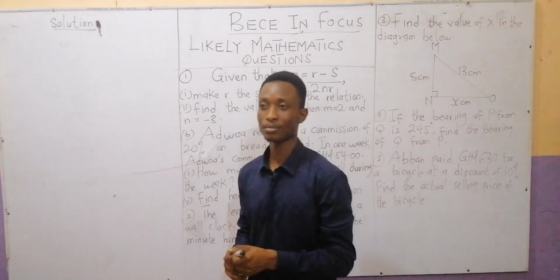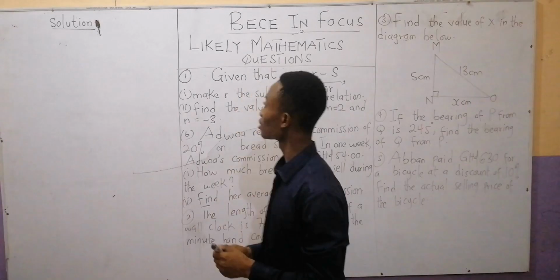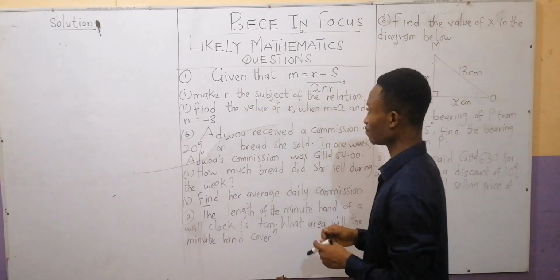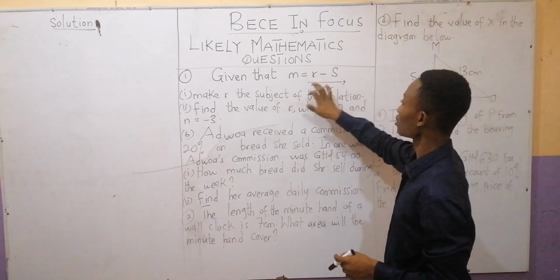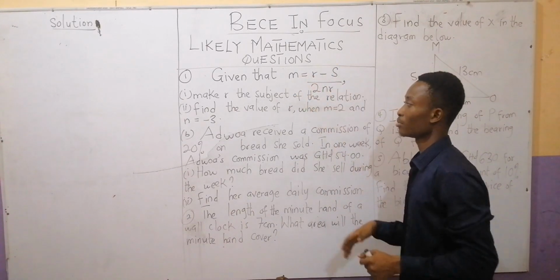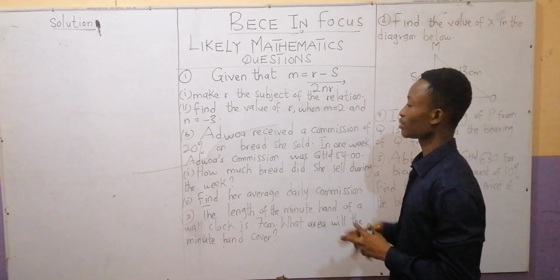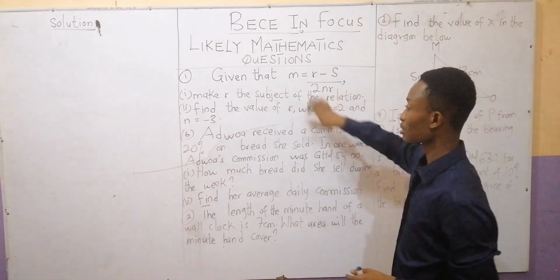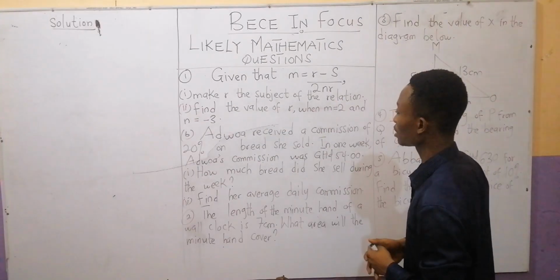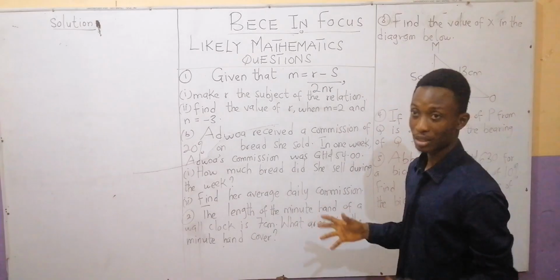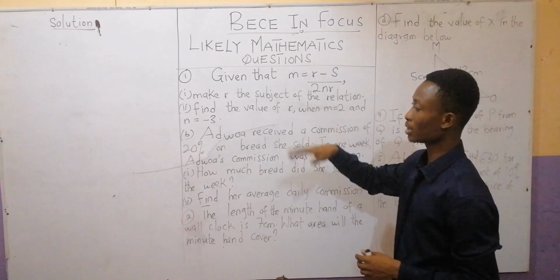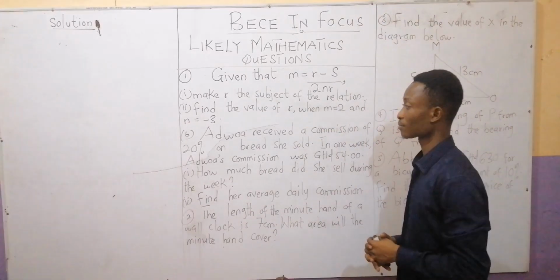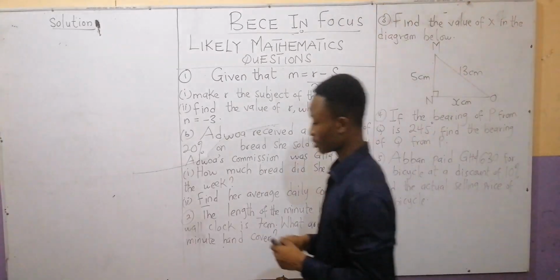So let's quickly start going through the questions. Number one says, given that m is equal to r minus s all over 2nr, we make r the subject of this relation. After we make r the subject, we should find the value of r when m is 2 and n is negative 3. So let's start with the first one.